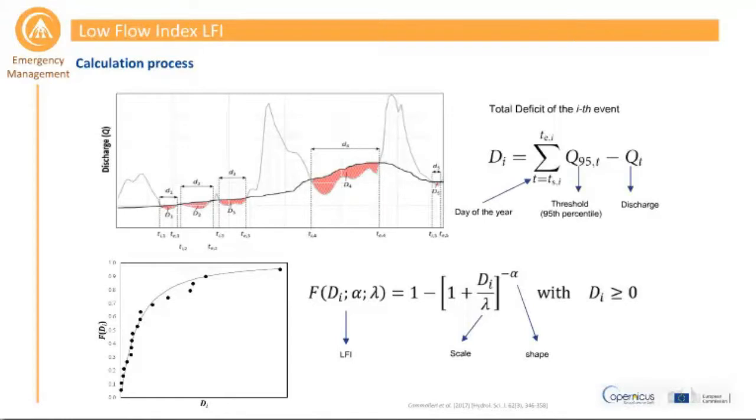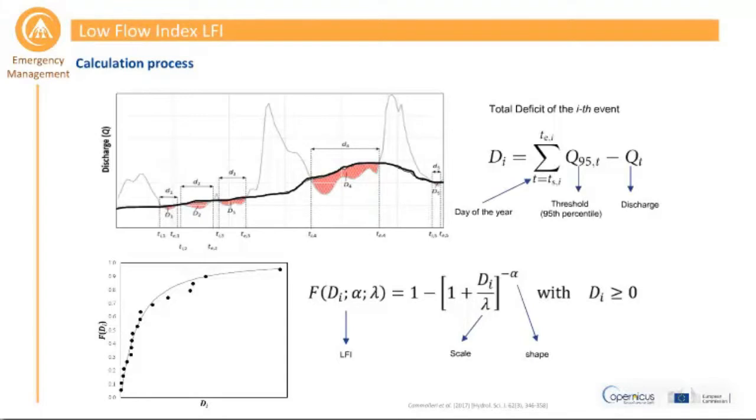In order to calculate the low flow index, a threshold value of flow rate Q is computed for each calendar day for a 22-year baseline period. This threshold represents a river's natural flow regime and accounts for possible seasonality in the streamflow values. It is represented by the black line you see in the upper left figure.